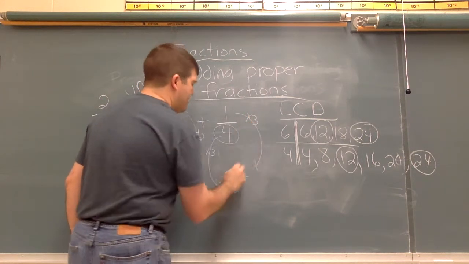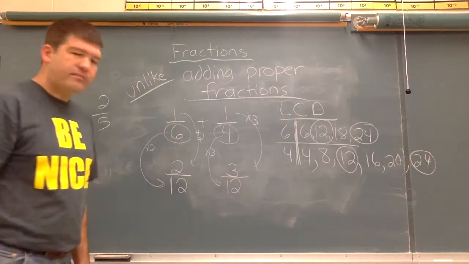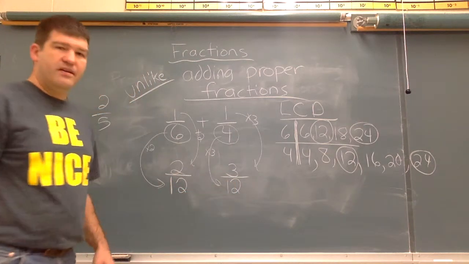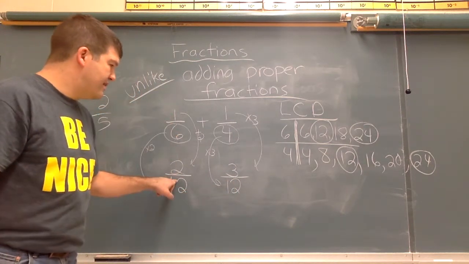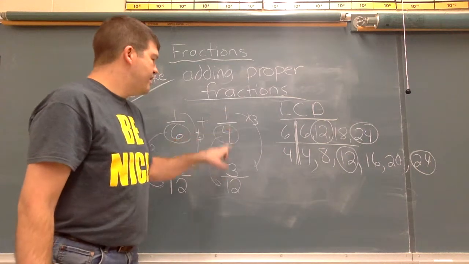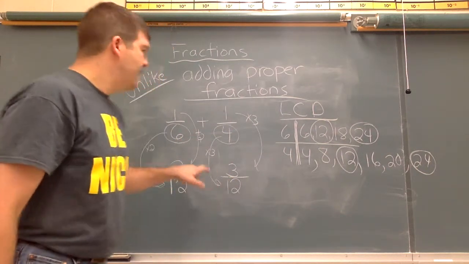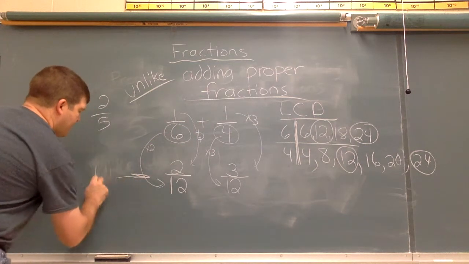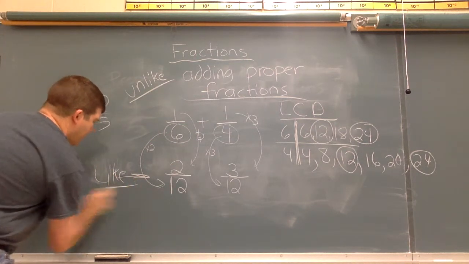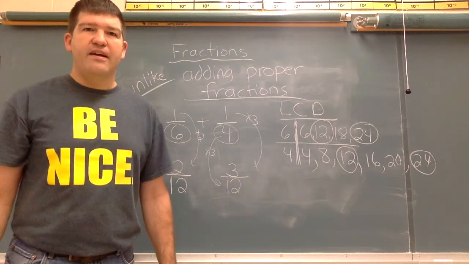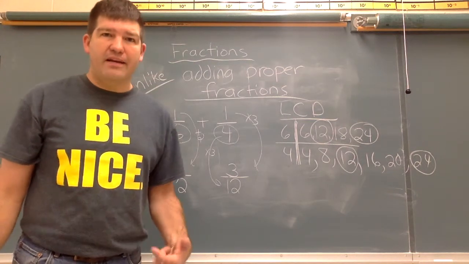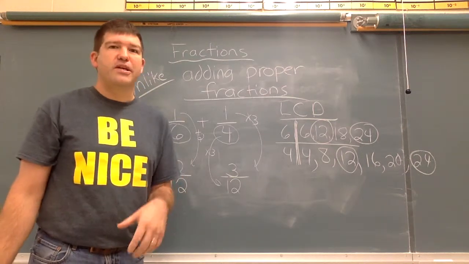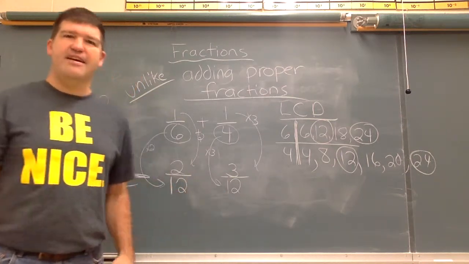1 times 3 is 3. So now I have 2 twelfths and 3 twelfths. This number is equivalent to this number. This number is equivalent to this number. These were unlike fractions. Now they're like fractions. And when they're like fractions, I like it, because you can easily add them across.